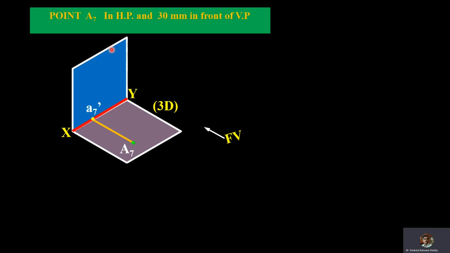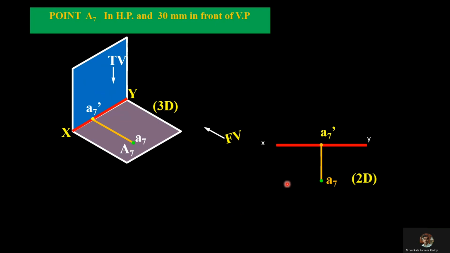As we know, in the case of top view, we'll see the distance from the vertical plane, that is 30 mm. That image falls there only, that is A7. And we are rotating the horizontal plane 90 degrees clockwise. That's why this top view comes below the XY line and front view is on the XY line. Front view is on the XY line, top view below the XY line. And this point is at a distance 30 mm below the XY line.